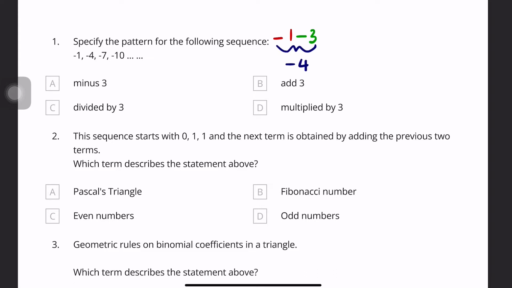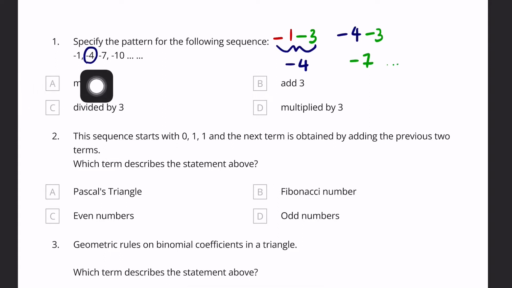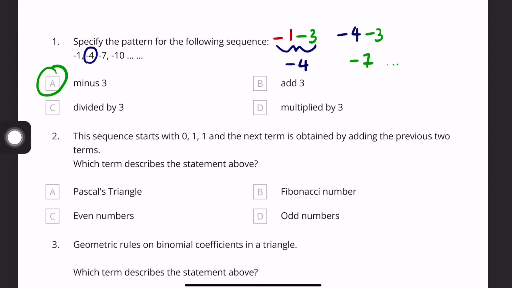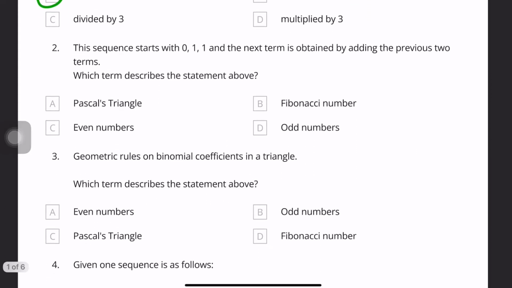And then from -4, how can it be -7? We do the same operation, minus 3. So -4 minus 3, we get -7. So the pattern for this sequence is -3. So the answer is A. Next, number 2.